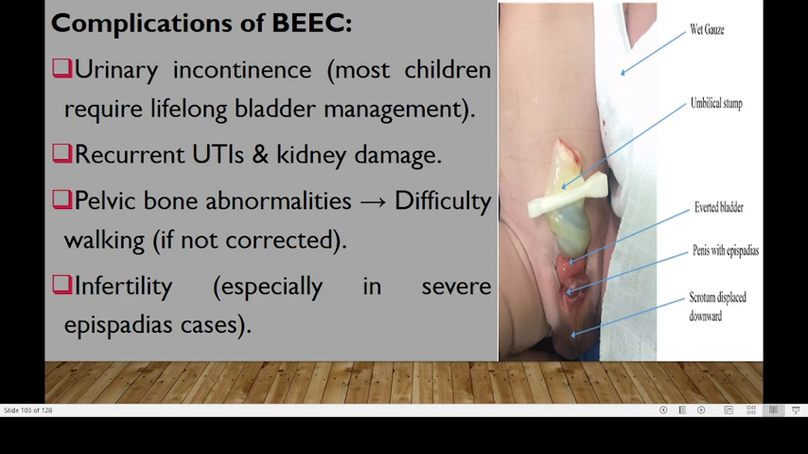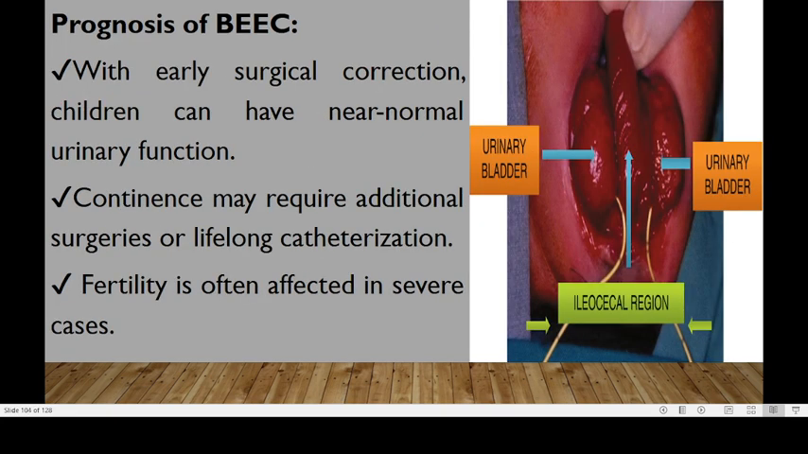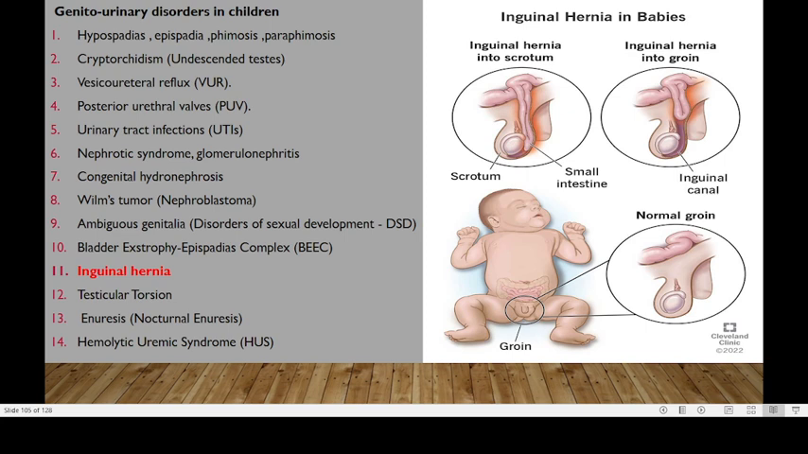I hope you can see our patient with the scrotum displaced downward, penis with epispadias and inverted bladder, right? So with early surgical correction, children have near to normal urinary function. Continence may require additional surgeries or lifelong catheterization. Fertility is often affected in severe cases. I think that's what we had indicated.